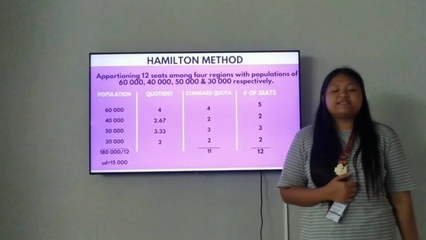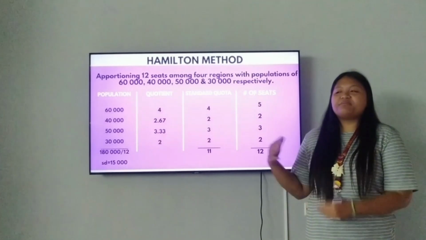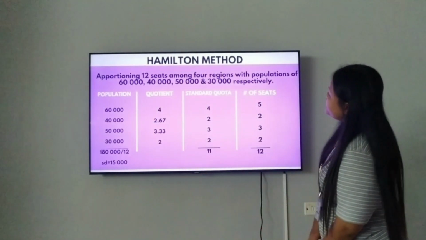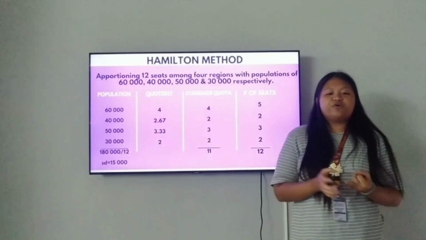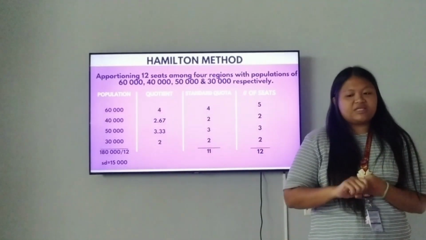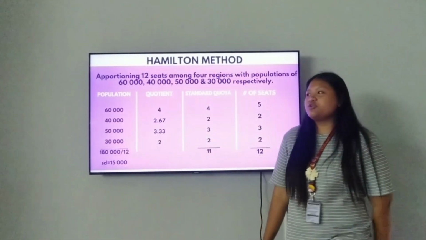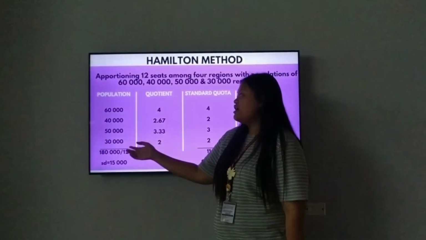Let's see their examples. Hamilton method. Apportioning 12 seats among 4 regions with populations of 60,000, 40,000, 50,000, and 30,000 respectively. So we have our population here.